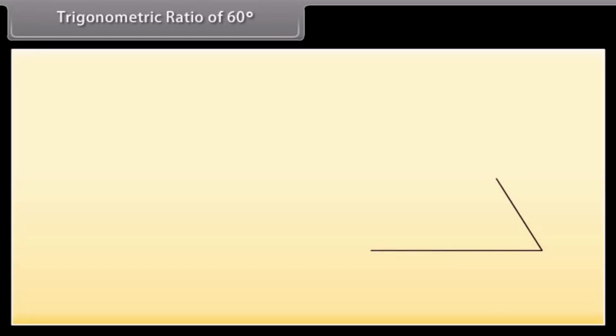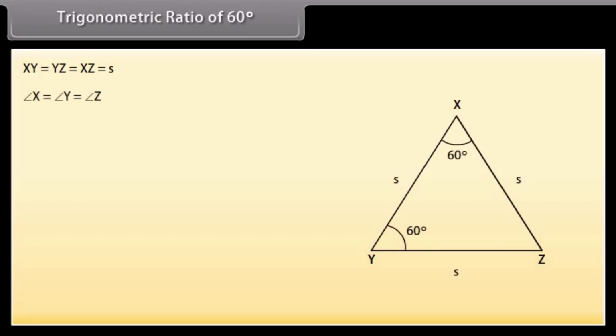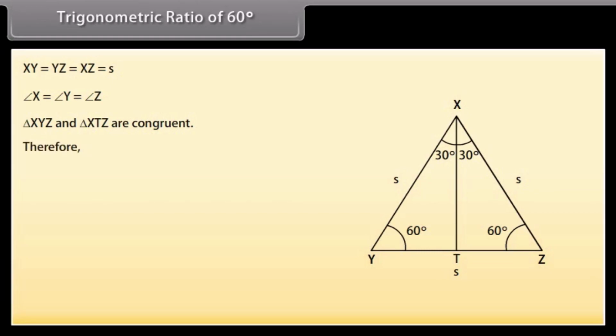Trigonometric ratio of 60 degree. Consider the same equilateral triangle XYZ. Recall that XY is equal to YZ, which equals XZ, which is equal to S. Angle X is equal to angle Y equals angle Z. XT is a perpendicular from vertex X, which intersects side YZ at T. Triangles XYT and XZT are congruent. Therefore, YT is equal to ZT equals 1 upon 2s.